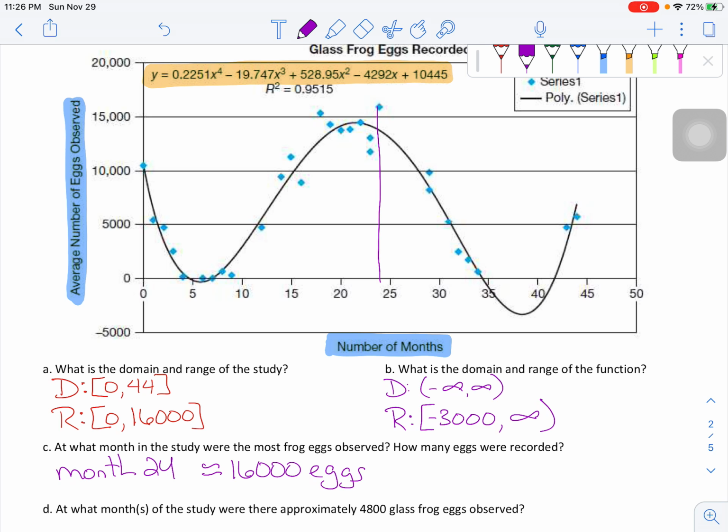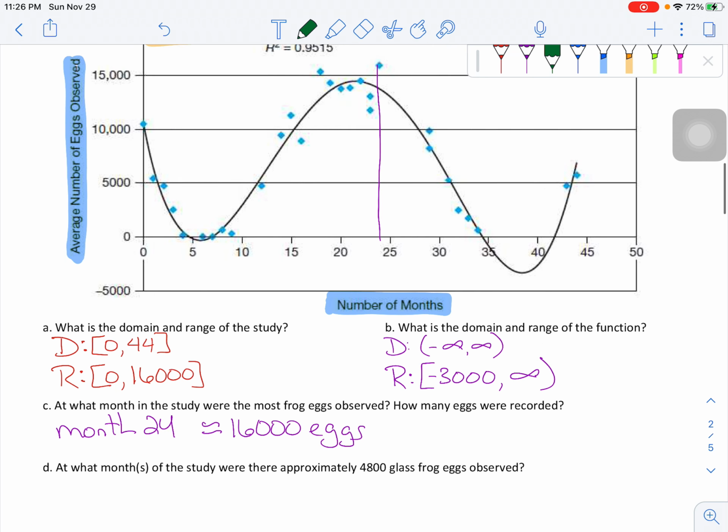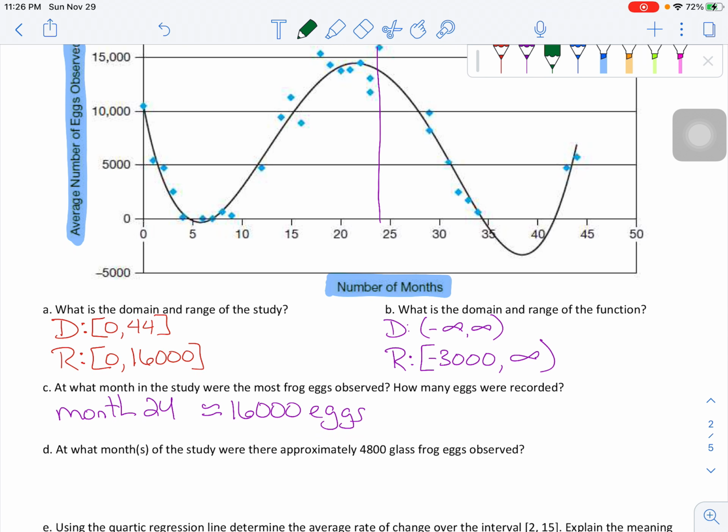Okay. All right. At what month, and it is possible to have multiple answers here, that's why the little s is in parentheses, at what months of the study were there approximately 4,800 glass frog eggs observed? Well, 4,800, if I look here, would be really close to 5,000.